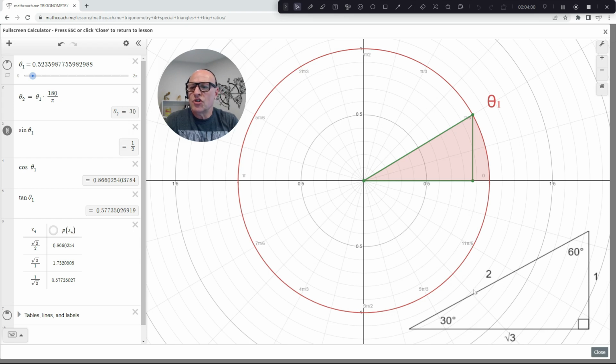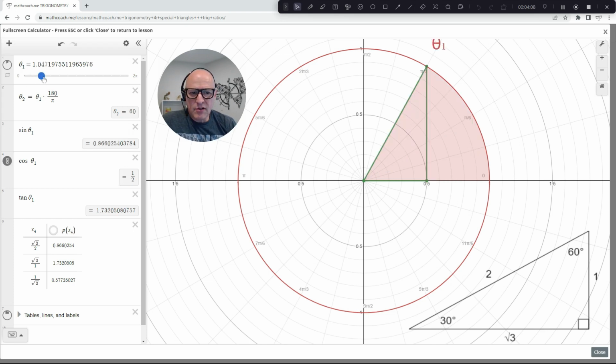So we can check that for the key angles in our 30, 60, 90 triangle, and we can do that for the 60-degree angle as well. So we can see that the sine of 60 degrees is 0.866. That's that root 3 over 2. Sine of 60, root 3 over 2.